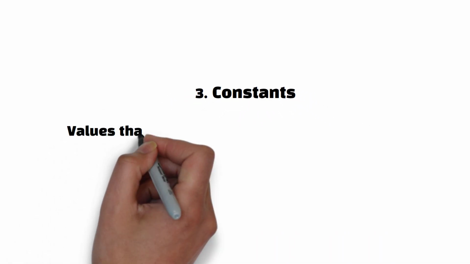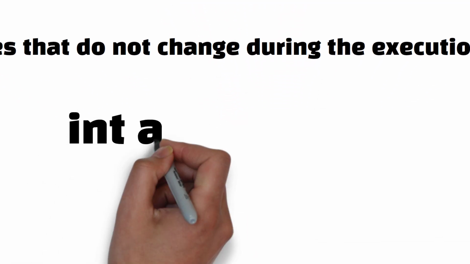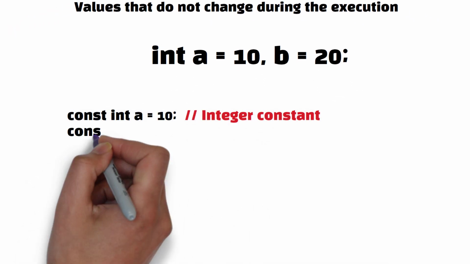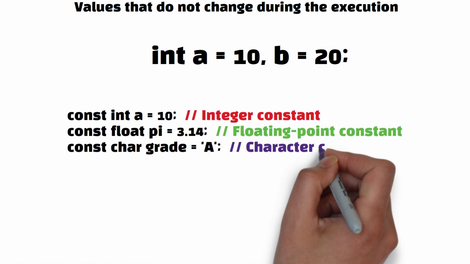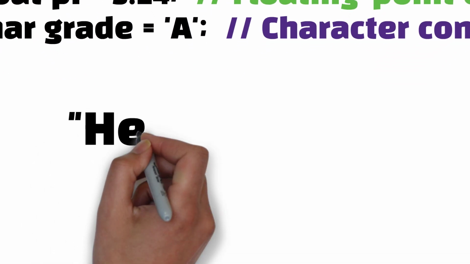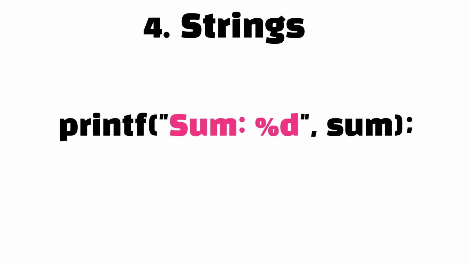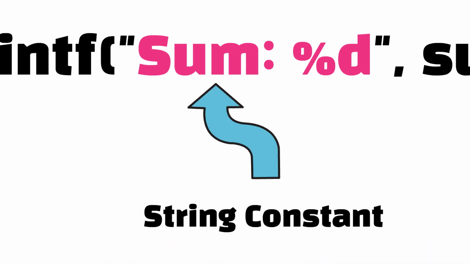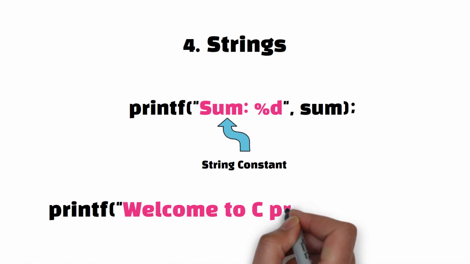Now let's talk about constants. Constants are fixed values that do not change during the execution of a program. In our example, the numbers 10 and 20 are constants. You can also have string constants, which are sequences of characters enclosed in double quotes like hello world. Well, strings are specific type of constants. For example, in our program, the text sum equal to %d inside the printf function is a string constant. Strings are always enclosed in double quotes and are widely used in functions like printf or scanf.